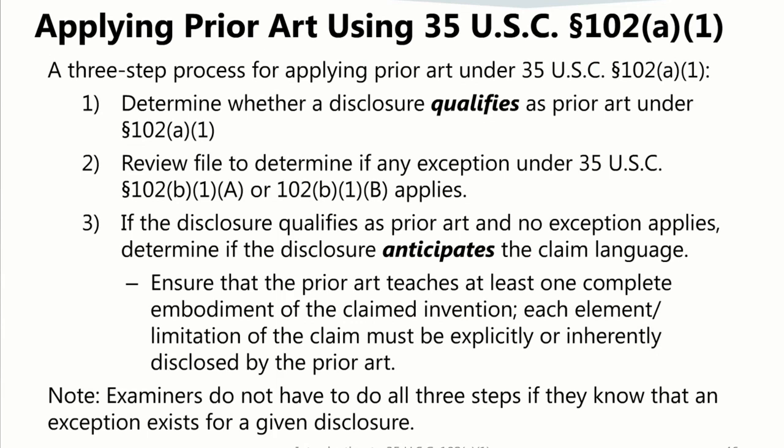If a disclosure qualifies as prior art under Section 102(a)(1), then you move on to the next step and review the file to determine if any exceptions under 35 U.S.C. Section 102(b)(1)(A) or 102(b)(1)(B) apply. The final step, if there are no exceptions that apply, is to determine if the prior art disclosure anticipates the claimed invention by teaching at least one complete embodiment of the claimed invention, either explicitly or inherently. Again, this is done repeatedly as you find prior art during your search. We will discuss Section 102(b)(1)(A) next.